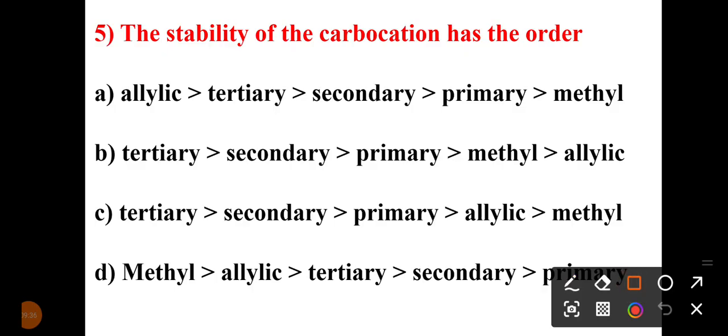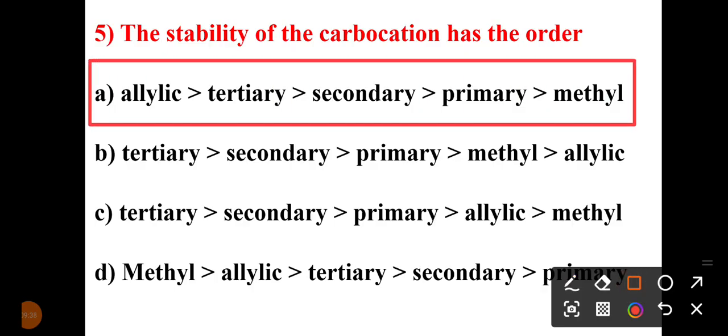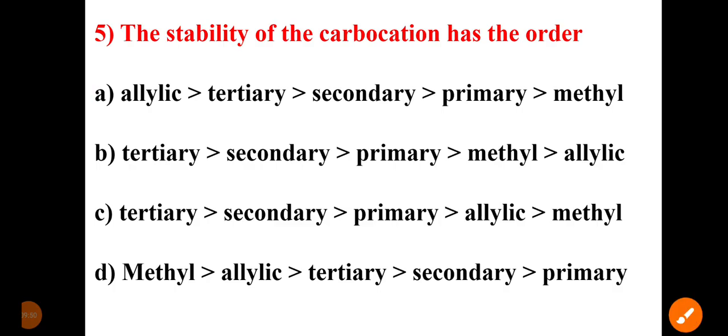That is option A, right? So allylic carbocation has the highest stability, then tertiary, then secondary, then primary, and then methyl. Okay, I hope this is clear to you.